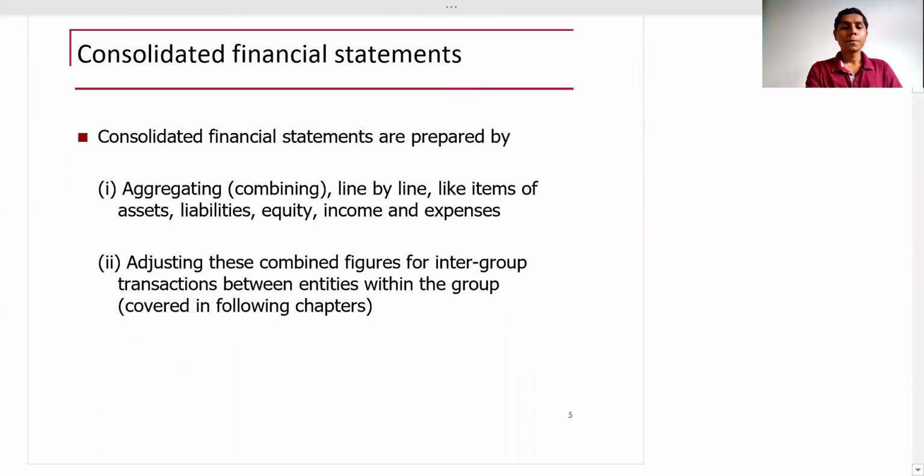So what we do, we aggregate or combine line by line item of assets, liabilities, equity, income and expenses.